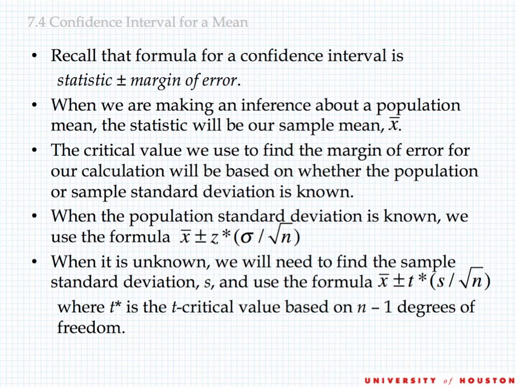T star is the t critical value. This is different from our normal distribution. It's based on something called degrees of freedom as well. Our degrees of freedom for a single mean confidence interval is n minus 1.